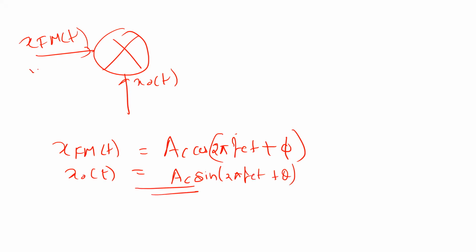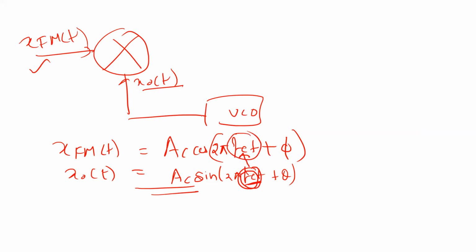So one is x_FM(t) = A_C cos(2π f_c t + φ), and x_0(t) = A_C sin(2π f_c t + θ). That is very important. What is happening is that the output of a voltage controlled oscillator has a carrier frequency which is synchronized with the carrier frequency of x_FM(t).